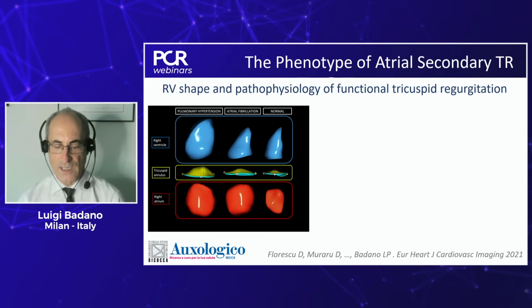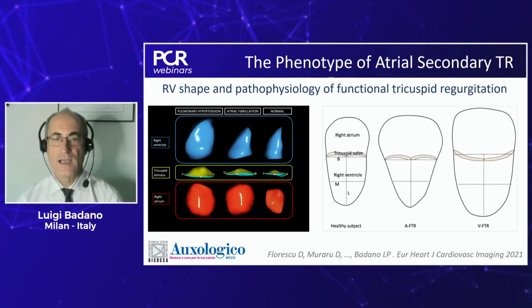This was further moved on by another researcher, Diana Florescu, who looked at the remodeling of the right ventricle, and in general of the right heart structures, but we will concentrate on the right ventricle, comparing the shape and the size of the right ventricle between patients with pulmonary artery hypertension, patients with tricuspid regurgitation and atrial fibrillation, and normal subjects. Compared to the shape of the right ventricle of control subjects that you see on the left, you can clearly identify from this cartoon the different way the right ventricle remodels in the atrial and in the ventricular phenotype of secondary tricuspid regurgitation.